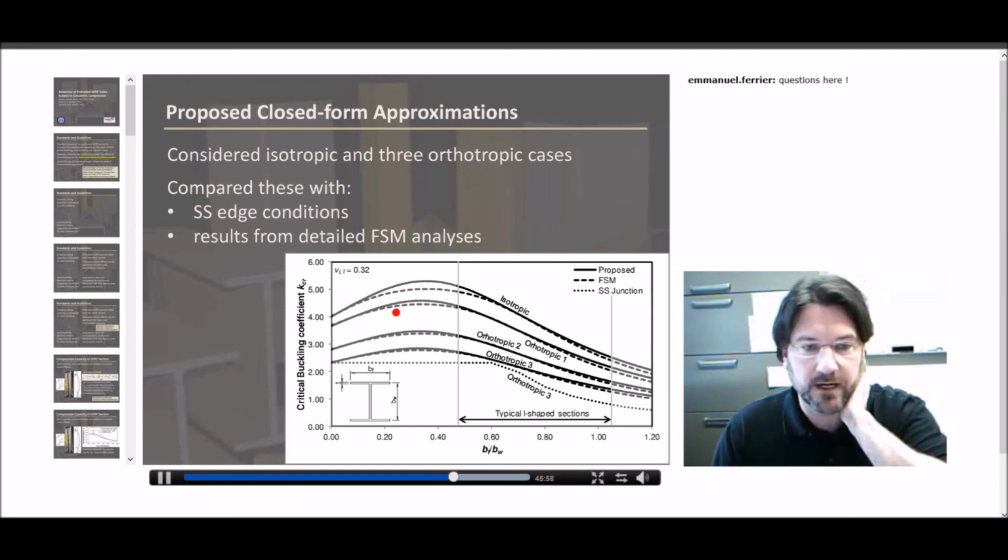Certainly there's some error as we move out of rational ranges of behavior, and so what we wanted to do is we limited these to typical shapes and their fitting the equations within typically available geometries. And we see as we go out from that geometry, we do see some errors starting to occur.